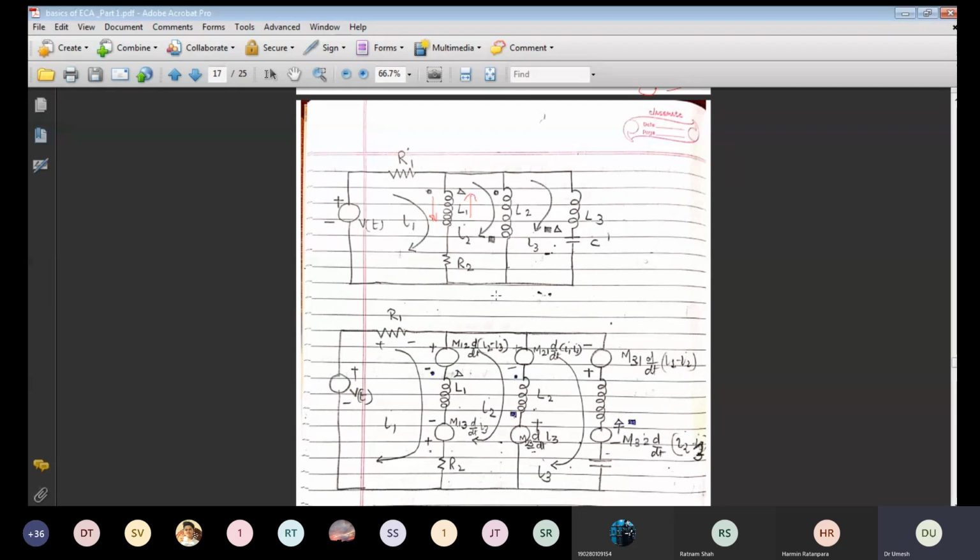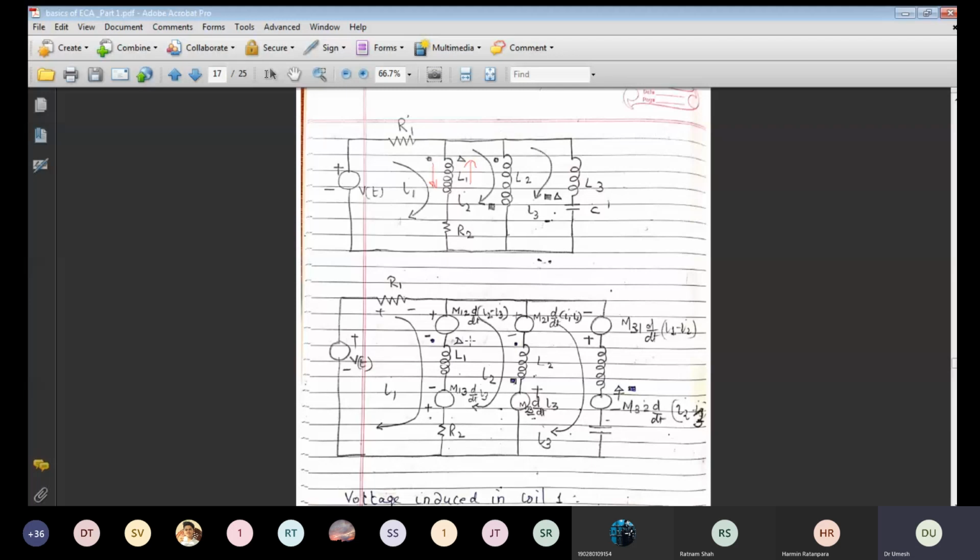Now I have to write the equations, EMF equations. So for writing the EMF equation, I have put a circuit in this case. Suppose this is R1 as it is. Now I put one circle which shows the direction, which shows the EMF induced by a second winding.